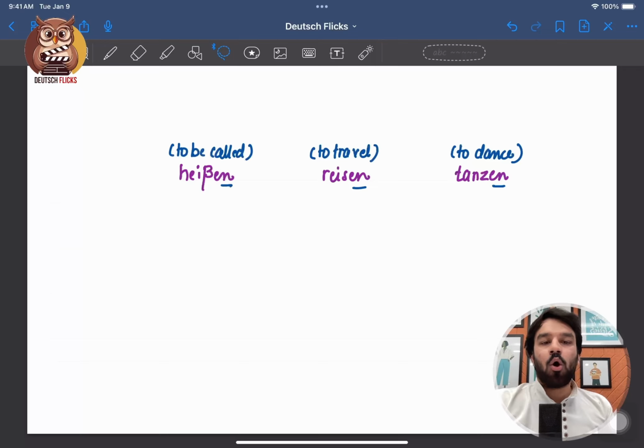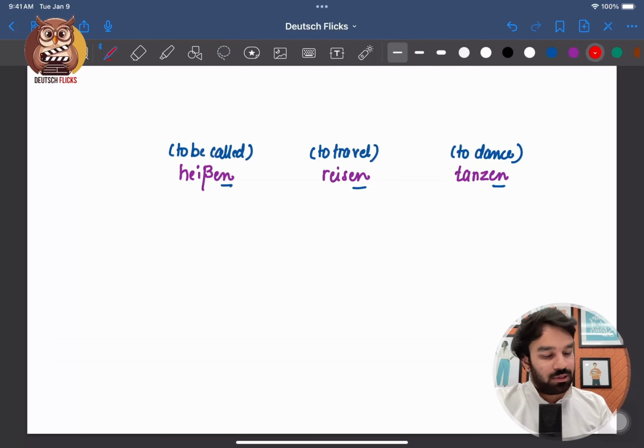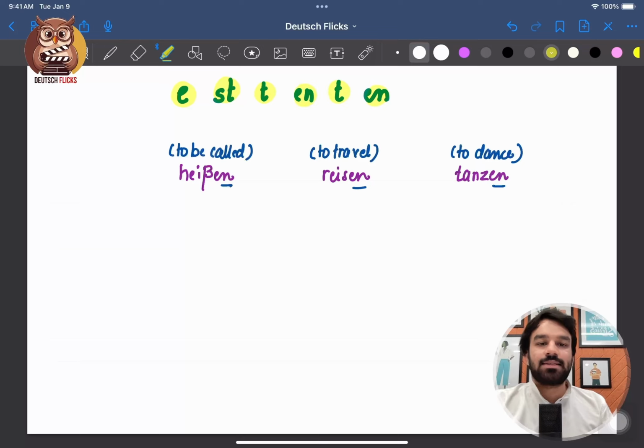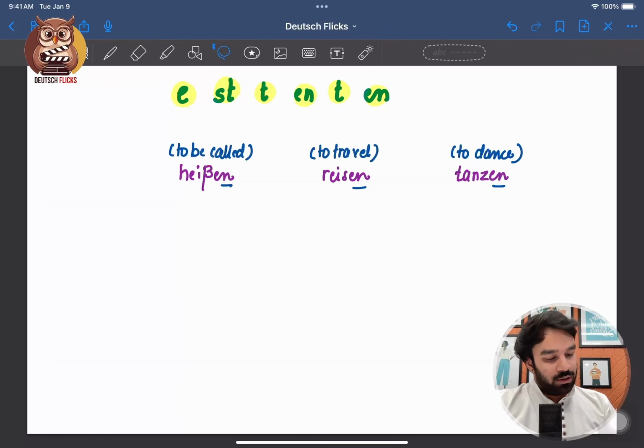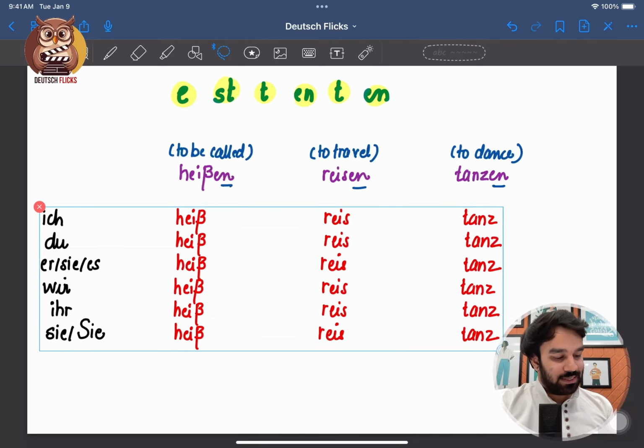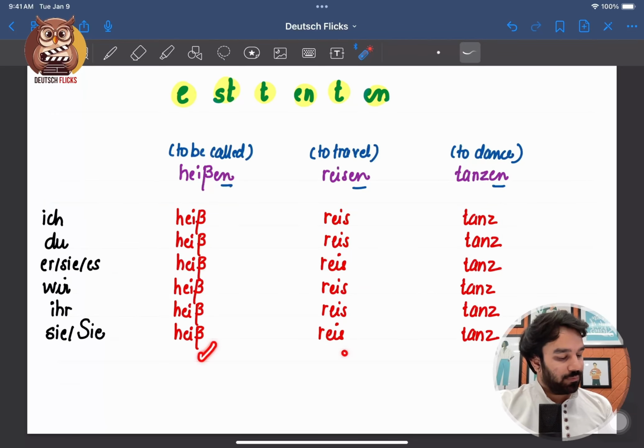Okay, so I hope you have conjugated these verbs. So remember our golden rule. It is EST, TEN, TEN. Remember it like a song. EST TEN TEN, EST TEN TEN. Okay. Now I'll just show you the pronouns in sequence and just the root of the verb. Now we will conjugate it together.